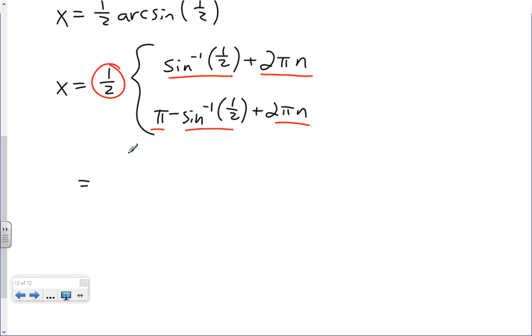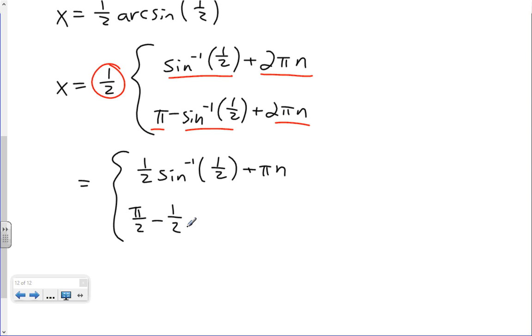It's still a piecewise function, of course, but it's going to be 1/2 sine inverse of 1/2 plus pi n. And then it's going to be 1/2 of pi, or just pi over 2, I'll write it that way, minus 1/2 the sine inverse of 1/2, and then again plus the pi n. Now you could distribute that 1/2 through right when you go from arc sine up here to using its definition to rewrite it. If you're comfortable distributing all the way through there, that's fine to do, but just remember that 1/2 gets distributed to everything.